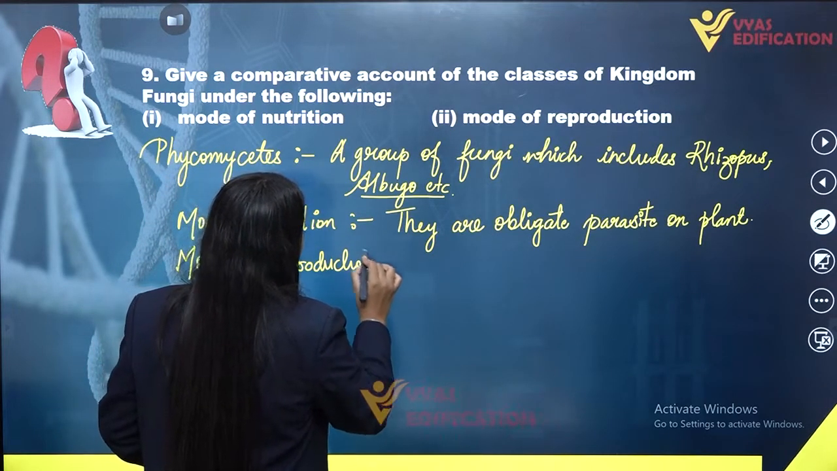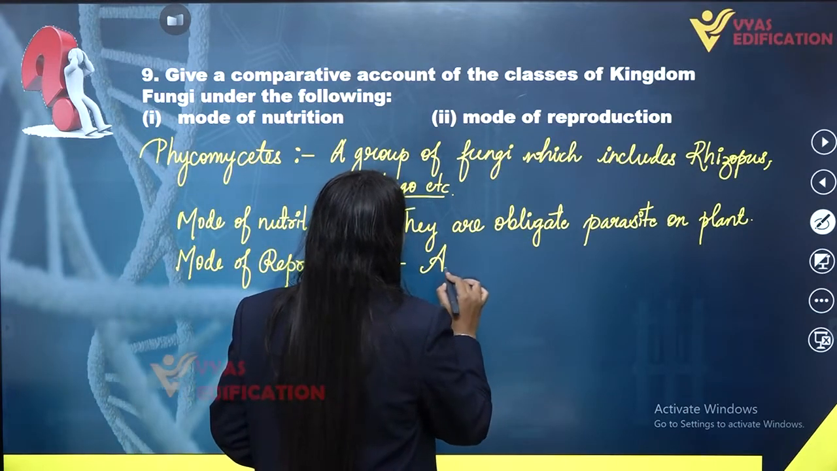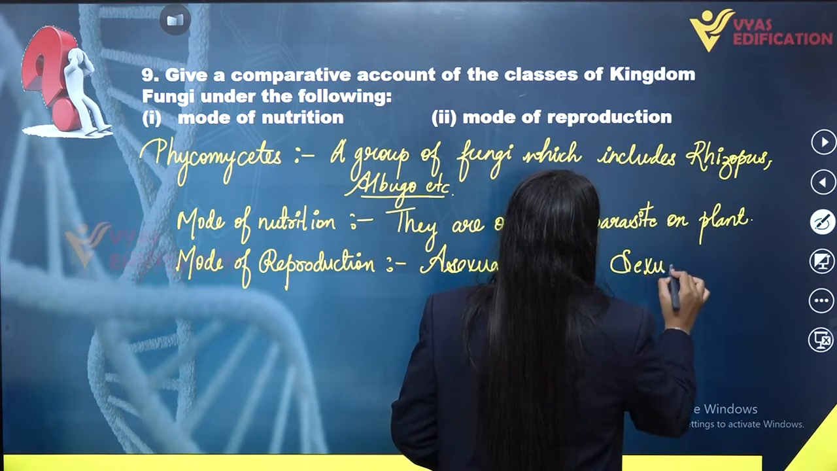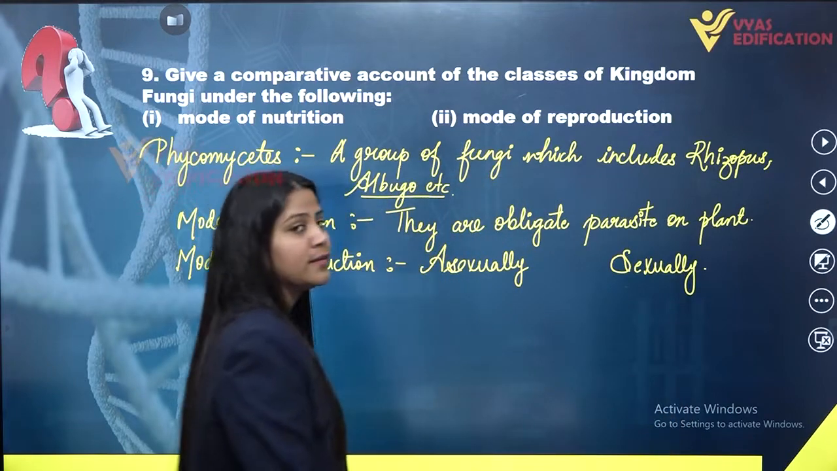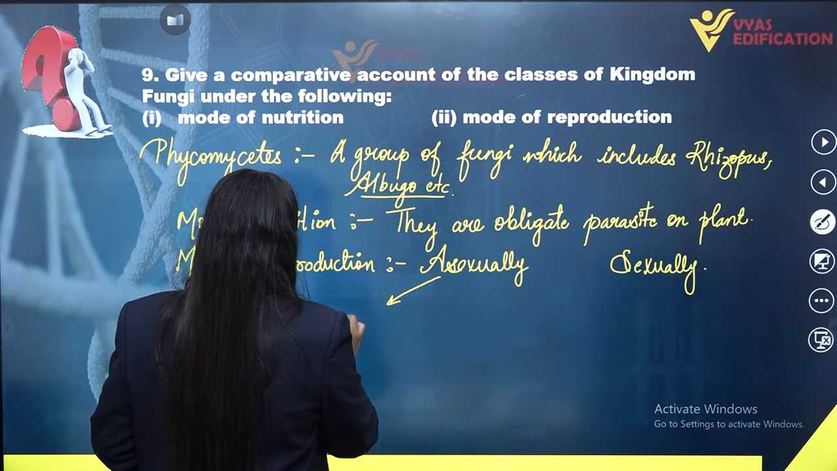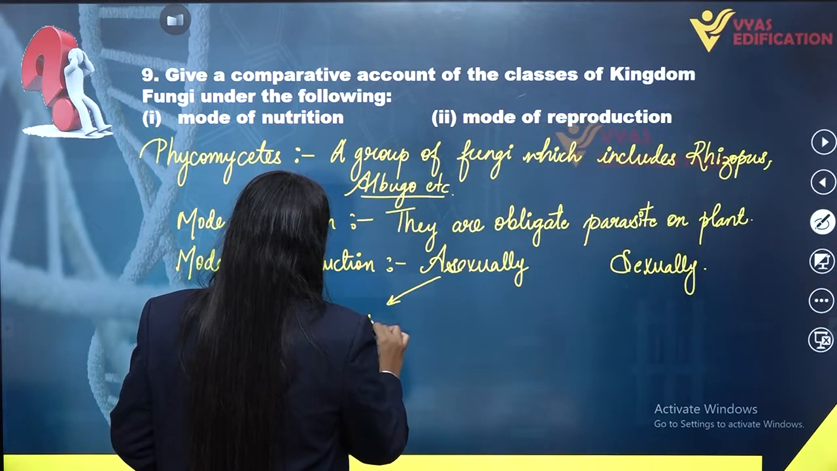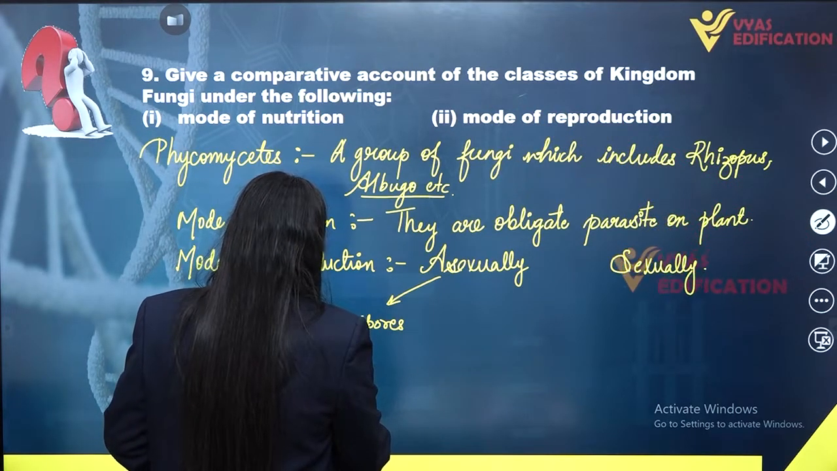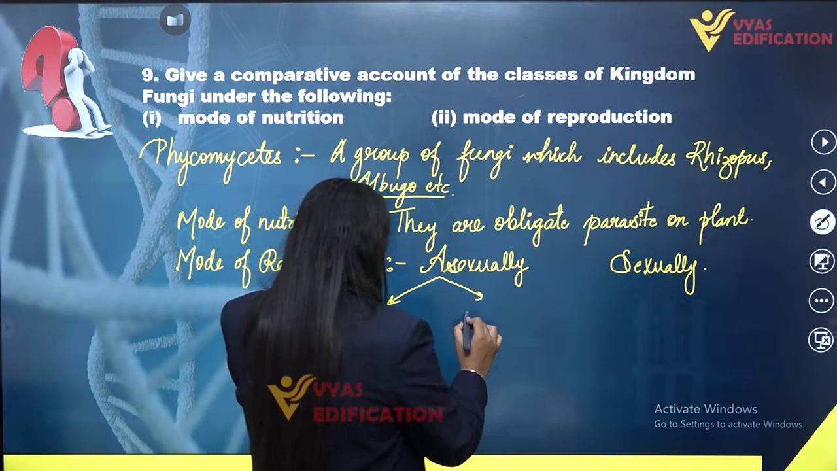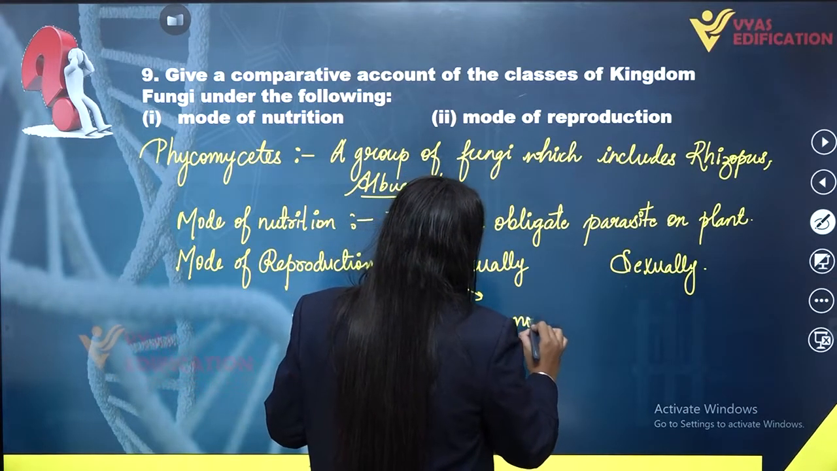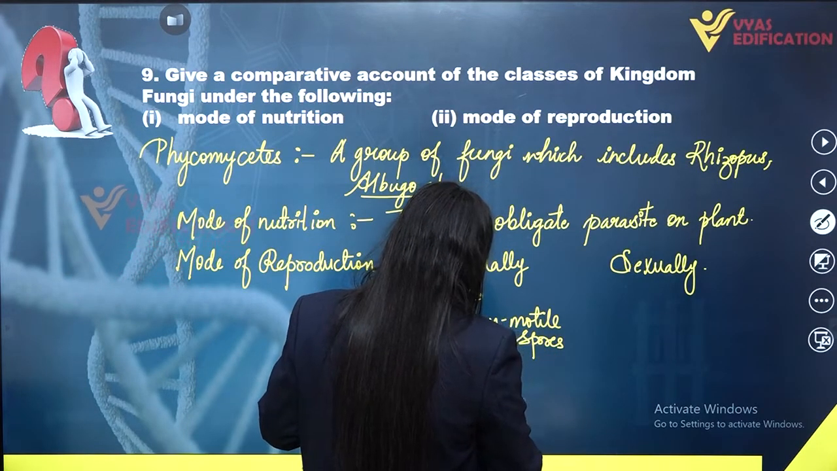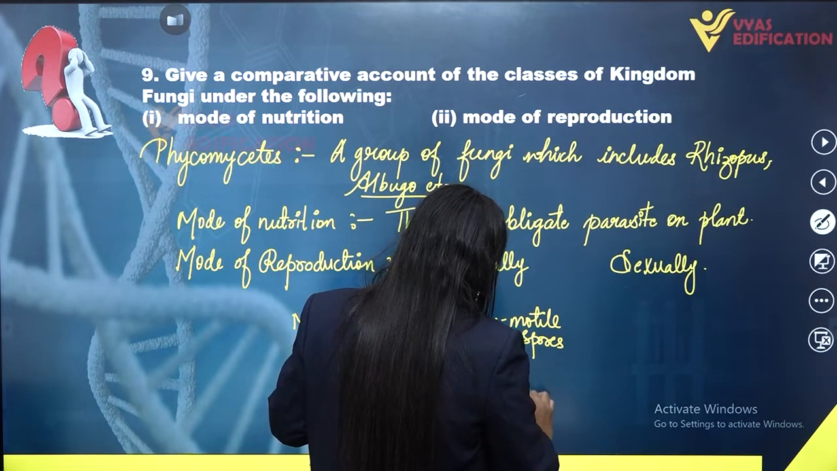If we talk about the mode of reproduction, we know that the members of Phycomycetes can reproduce asexually as well as sexually. If they are reproducing asexually, they reproduce with the help of motile spores known as zoospores, and sometimes they reproduce through non-motile spores known as aplanospores.